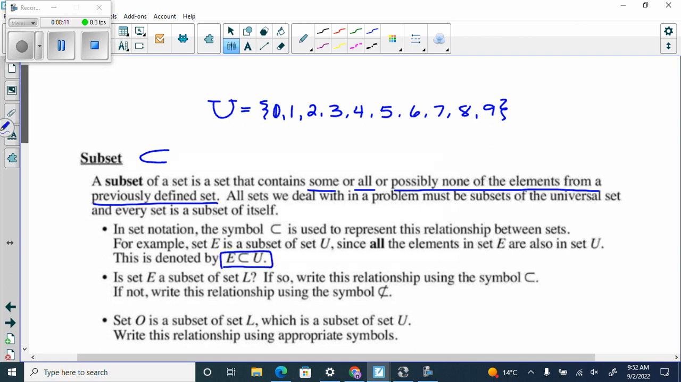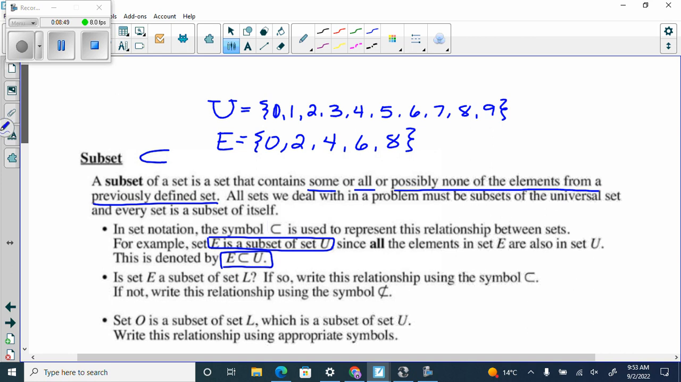We can say it with words, or we can say it with a symbol. Well, what the heck was E? That's why I wrote it on this board over here. E was 0, 2, 4, 6, and 8. We agree? In order for E to be a subset of U, everything in E has to be in U. Every number in the E set has to be in the U set. So let's check it out. Is 0 in U? Yeah. Is 2 from the E in U? Yeah. Is 4 from the E in U? Yeah. 6 from the E in U? Yeah. 8 from the E in U? Yeah.